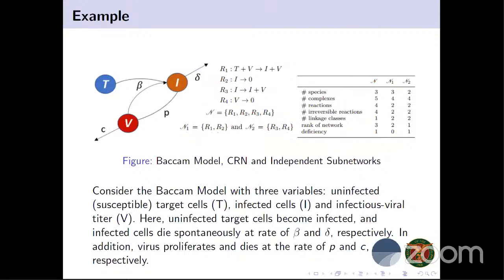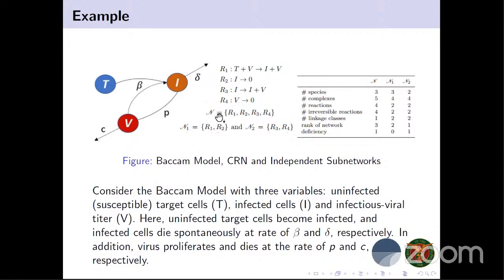Okay. Another example is this one. So we have this influenza virus model. We have this figure by Baccam, so we call this the Baccam model. This is the Baccam model, and this is the network. These are the independent subnetworks, and these are some of the information regarding those networks.